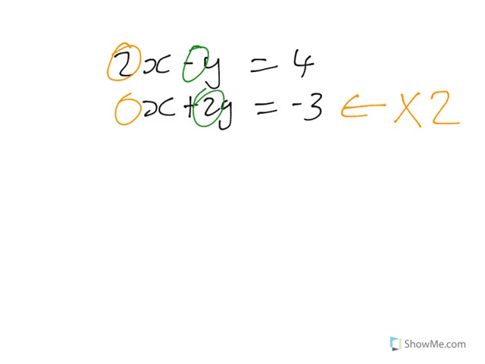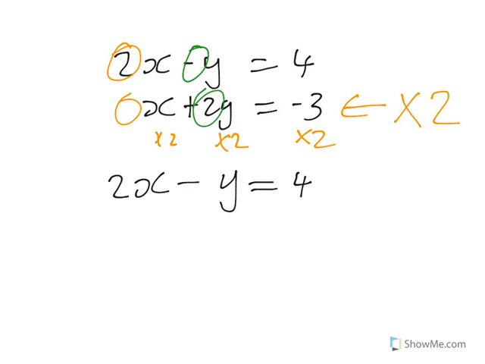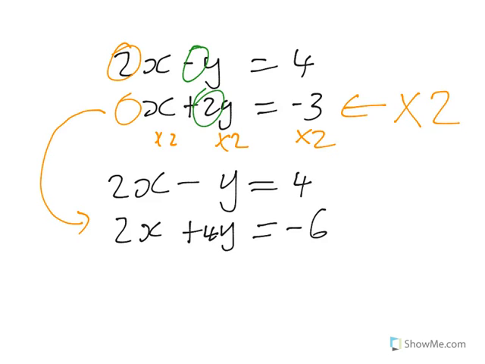So to get 2x in front, I need to times by 2. I'm timesing everything by 2. I'll write the first one, the top one, 2x minus y equals 4. When I times everything by 2 there, I end up with 2x, 2 2's are 4, plus 4y, and 2 times negative 3 is negative 6.